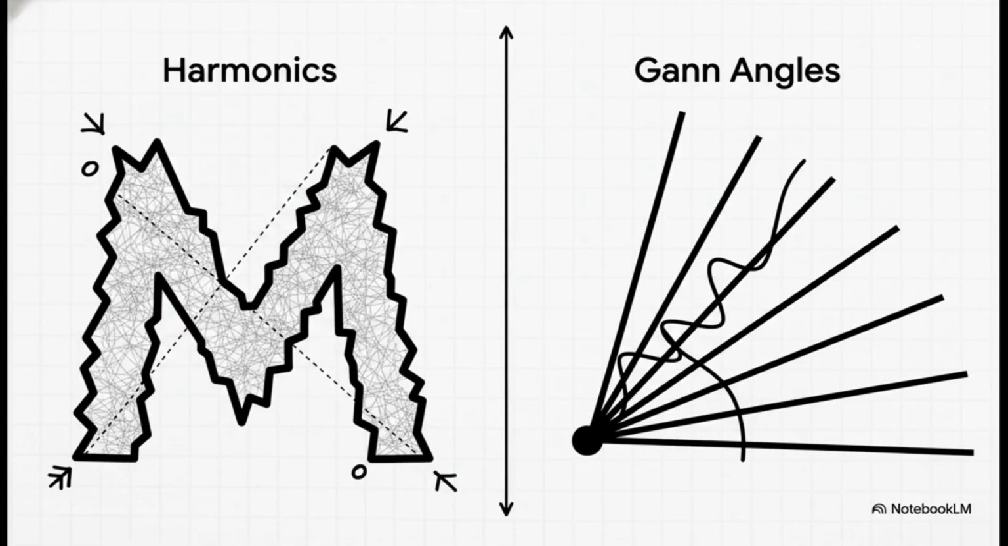Meanwhile, Gann angles use geometric fans based on a 45-degree angle. By drawing these radiating lines on a chart, traders can determine the strict structural strength of a trend. If the price stays within the steep angles, the trend is roaring. If it falls into the shallow angles, the trend is dying.